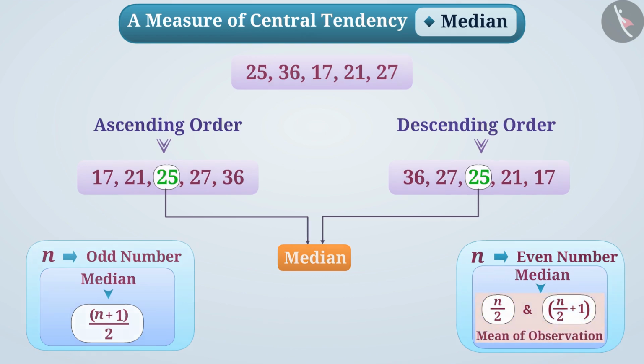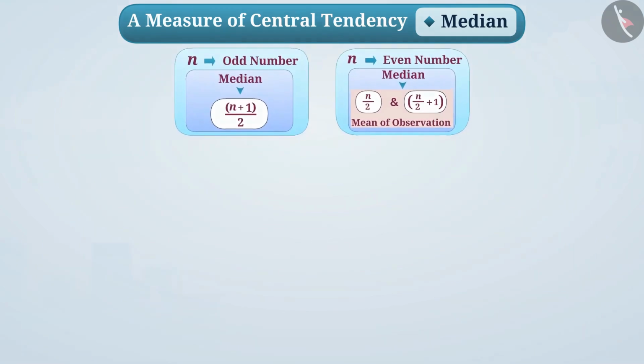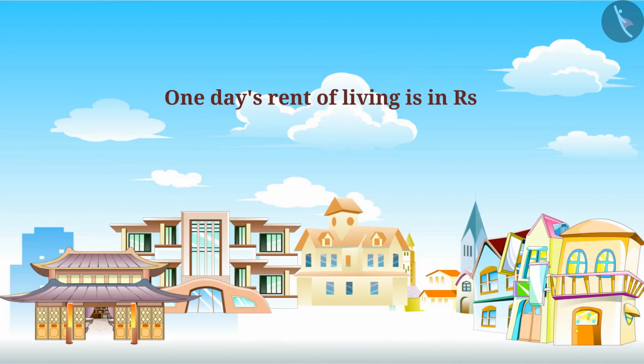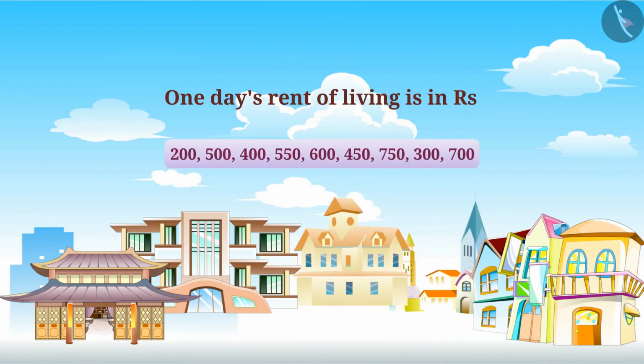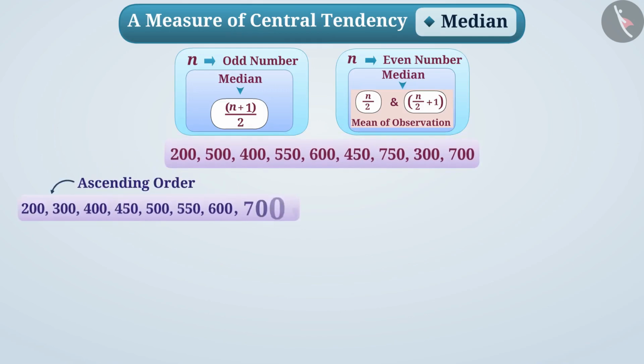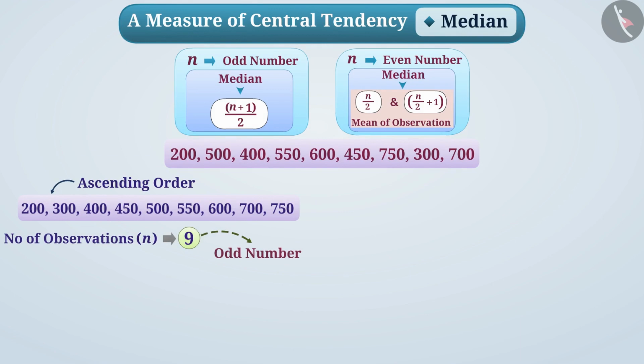For example, suppose one day's rent of living in different hotels in a city is in rupees like this. Let's arrange them in ascending order. Here, the number of observations is 9, which is an odd number. So, the median of these data arranged in ascending order will be the (9 plus 1) divided by 2, that is the 5th observation, that is 500.